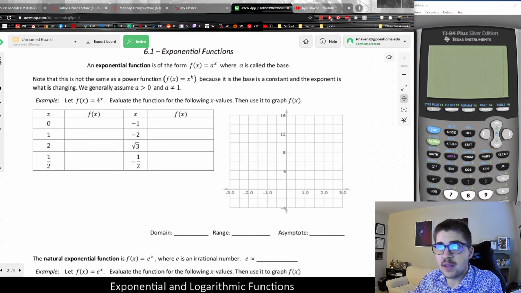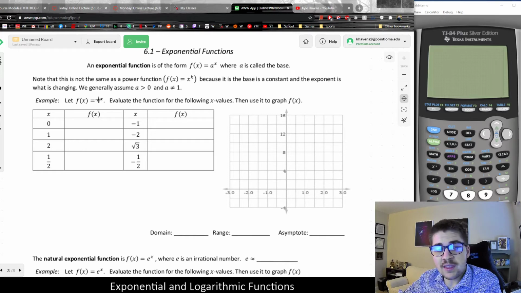To start off with exponential functions, basically we often define an exponential function to be in the form of f of x equal to a to the x, where we often refer to a as the base of the exponential function and x as the exponent. So, for example, f of x is equal to 4^x would be an exponential function. We might say base 4.